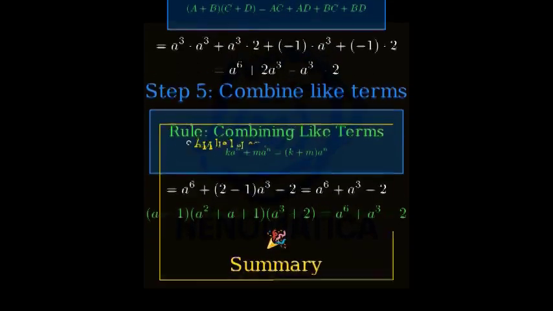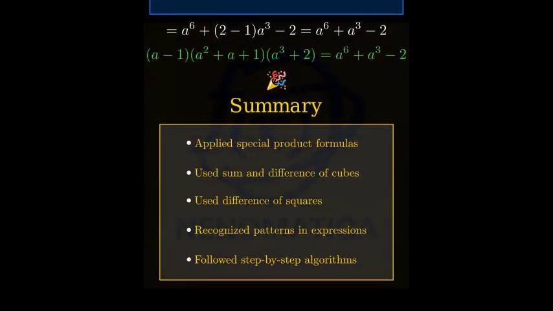Let's summarize what we've learned. We've seen how to simplify complex algebraic expressions by applying special product formulas. The key identities we used were the sum and difference of cubes and the difference of squares.